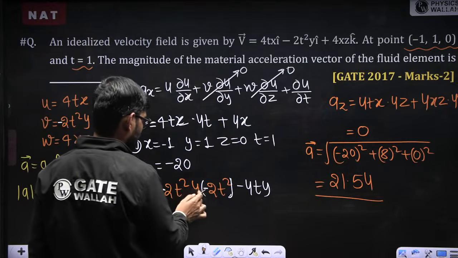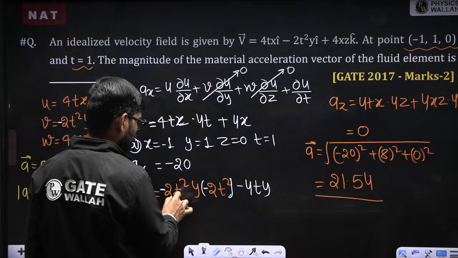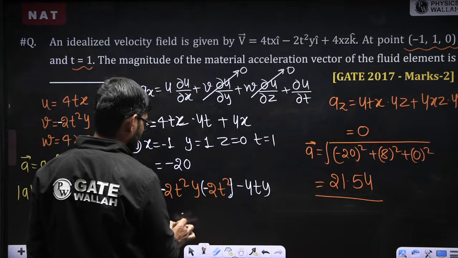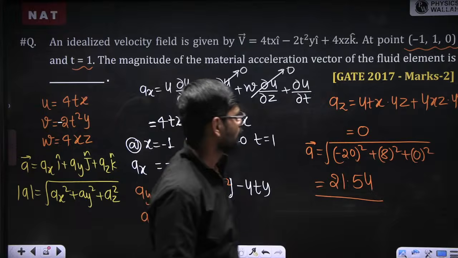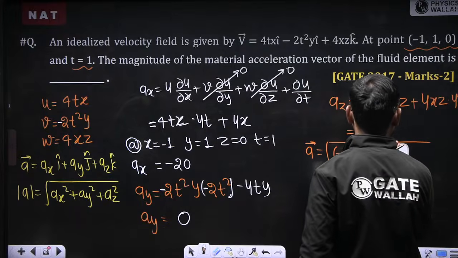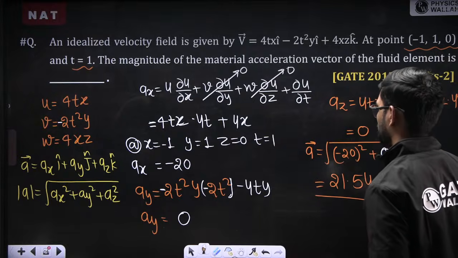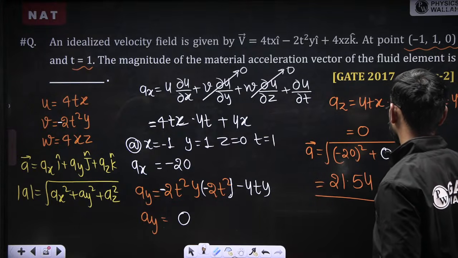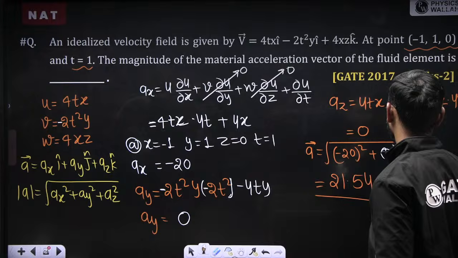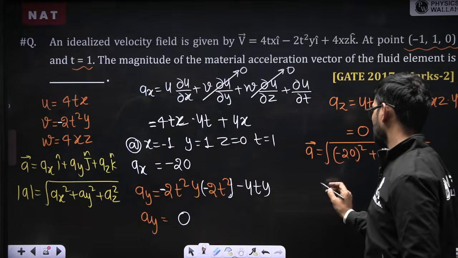So this value will be minus plus, t value is 4. This value will also come 0. This value will also come 0. This value will come 0 squared. This value is 20.